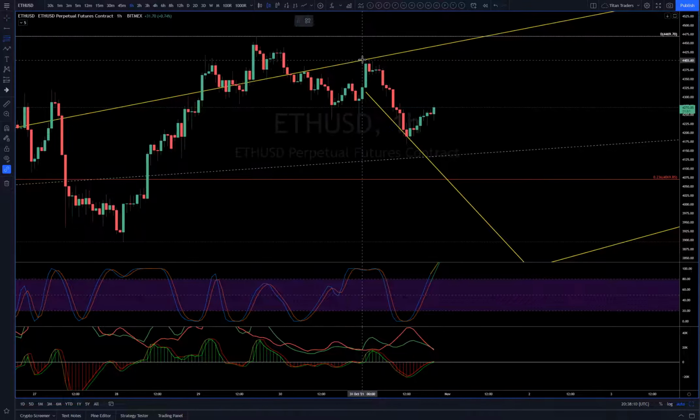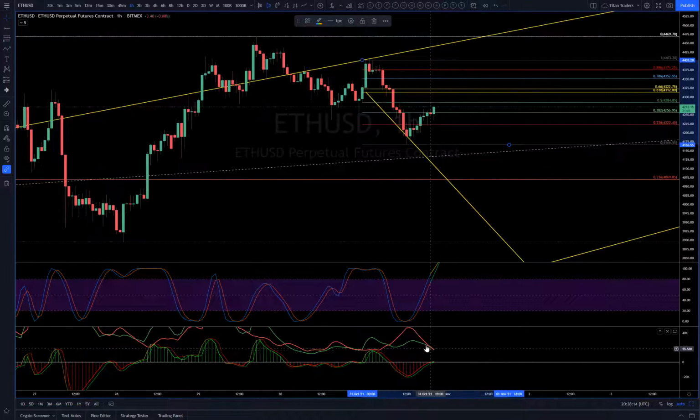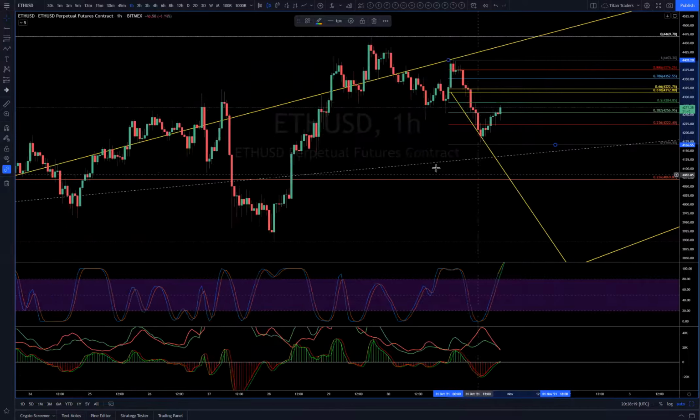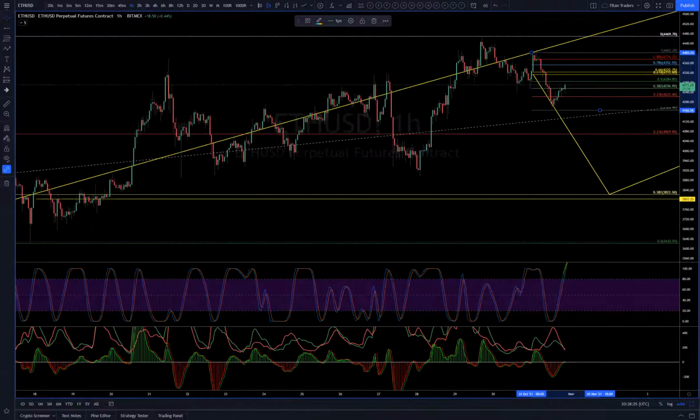And if you actually look at it from this point of view, do this fib pull, you can easily see a little push up maybe to the 618 and then reject, creating a local lower high. So it's something to look out for.